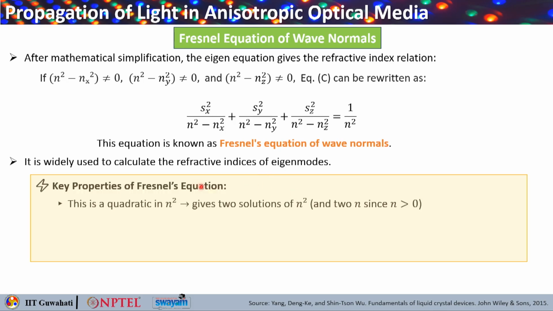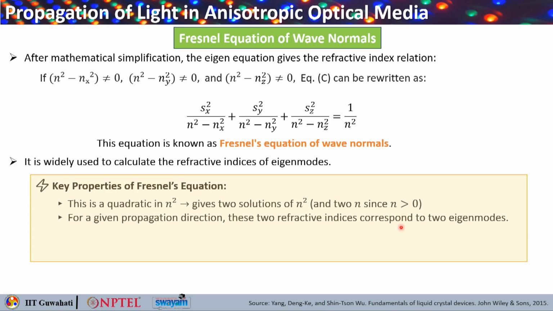So, what are the key properties of this Fresnel equation? You can see that this is basically quadratic in n square. That means it will give you two solutions of n, with n greater than 0. And for a given propagation direction, these two refractive indices will correspond to two eigenmodes. So, this is much simpler to use than the earlier, larger eigen equation.